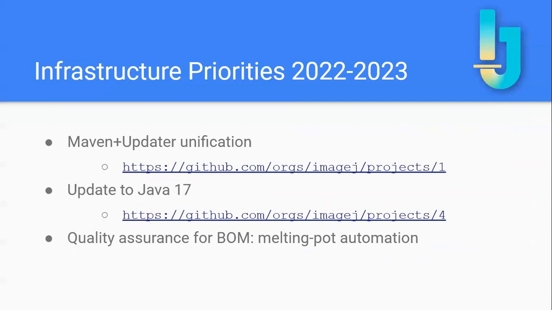So looking at infrastructure, we want to redesign the ImageJ updater to a Maven-based product to improve reproducibility and simplicity. We want to update to Java 17 and make it easier to update to new Java versions in the future. Also, we would like to automate our melting pot test suite to ensure that all of our libraries still play nicely together as dependencies change over time.